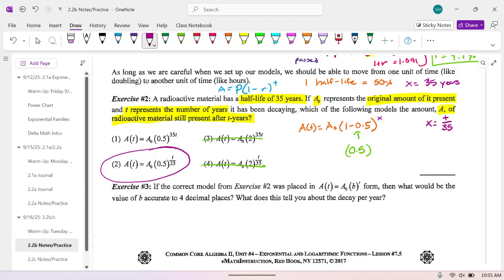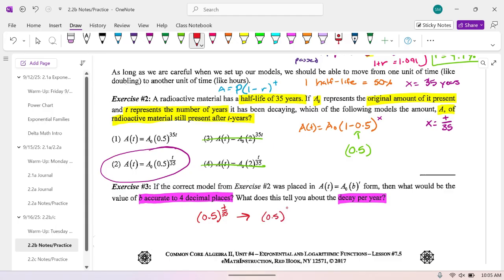Now, exercise 3 says if we use the same model that we just came up with for exercise 2, what would be, to 4 decimal places, our new b value if we basically did what we did back in letter D in exercise 1 for the decay per year? So we want to know what the rate of decay is per year. So we're going to take 0.5 raised to the t over 35. We're going to separate the fraction.